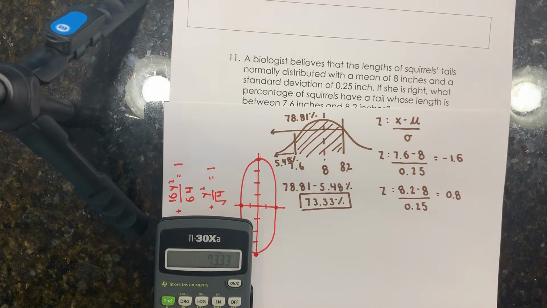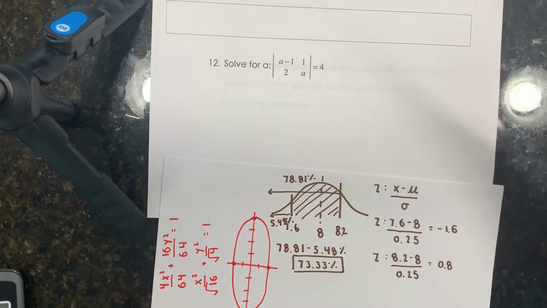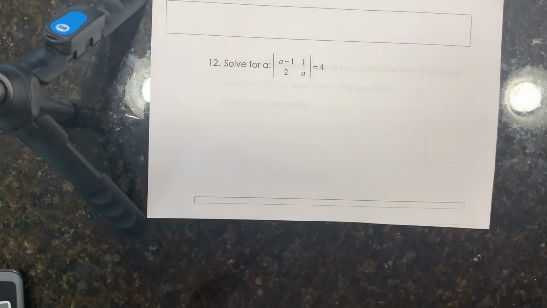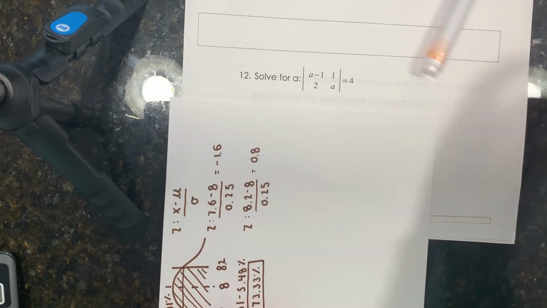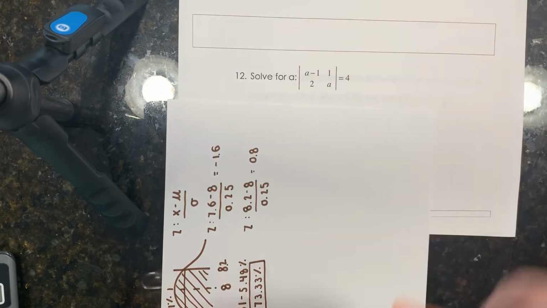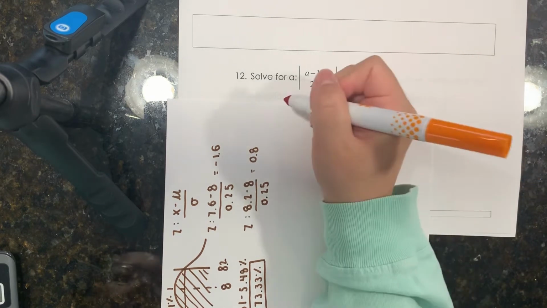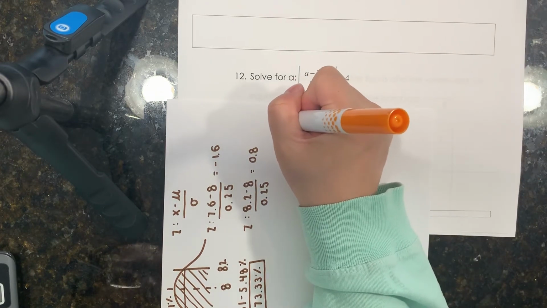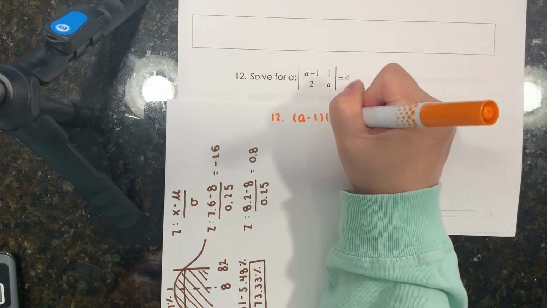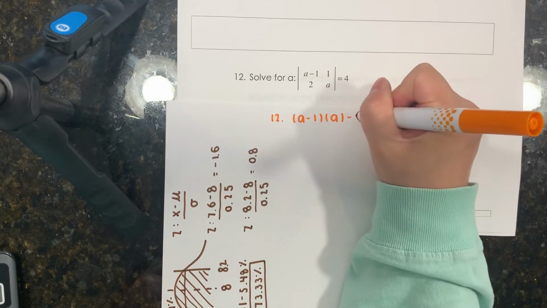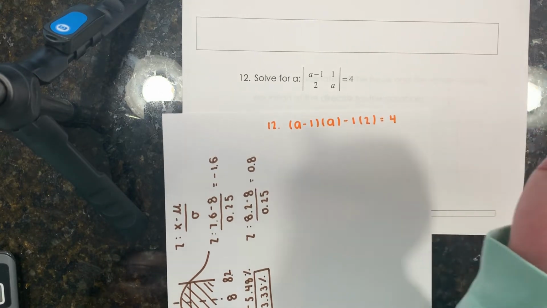So now we're going to move on to number 12. For number 12, we are solving for a matrix. And what you want to do is start with the top left times bottom right, and then subtract top right times bottom left. So for number 12, I'm going to have a minus 1 times a minus 1 times 2 equals 4.